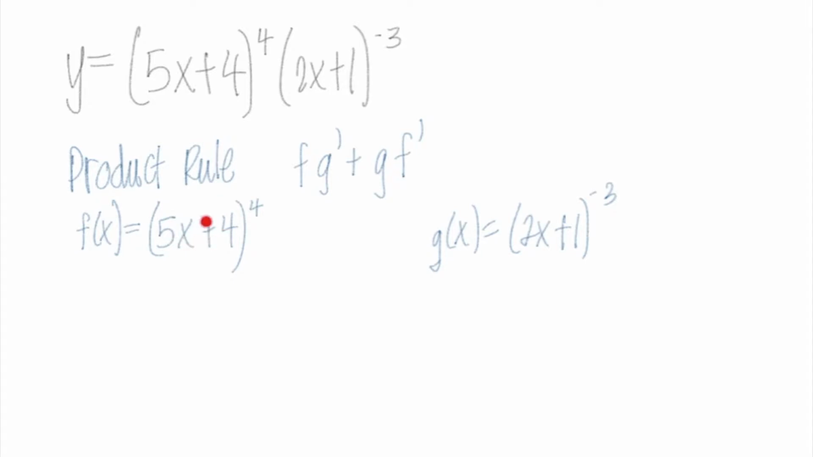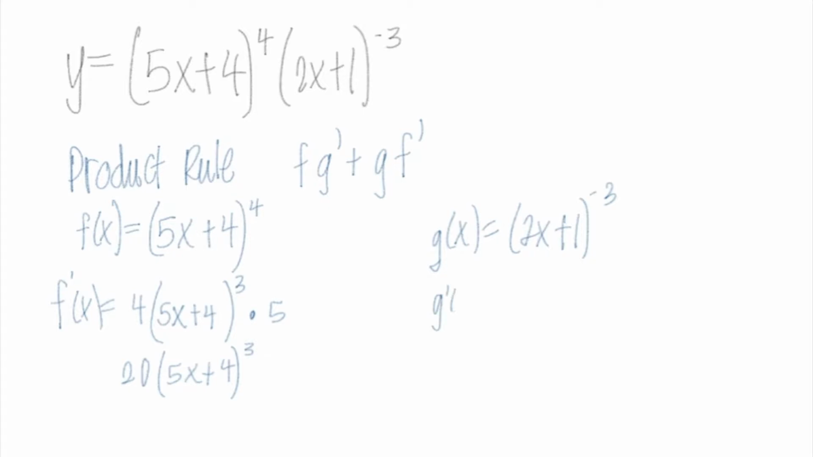The inside of that function is 5x plus 4. The outside is something to the fourth. If you take the derivative of the outside, you get 4 times something to the third power. I just took the derivative of something to the fourth, right? If it was x to the fourth, the derivative would be 4x cubed. Well, I got 4 times something cubed. I then write down my inside of 5x plus 4, and multiply by the derivative of the inside, which is 5. That gives us 20 times 5x plus 4 cubed.